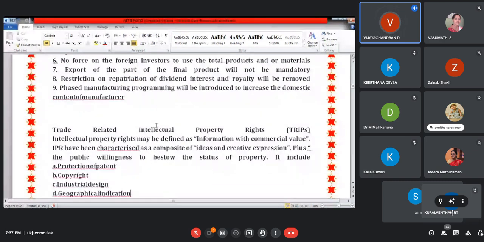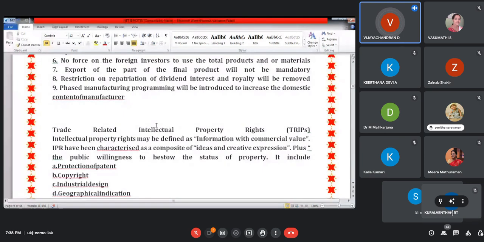Next, I'm going for TRIPS. TRIMS, I told, is investment. CATS, keyword I'm telling, is service. TRIMS is investment. TRIPS is related to intellectual property rights. Intellectual property right means what? The brainchild that comes out of your ideas, out of your knowledge, like copyright, patent, designs. All of these come under TRIPS only.